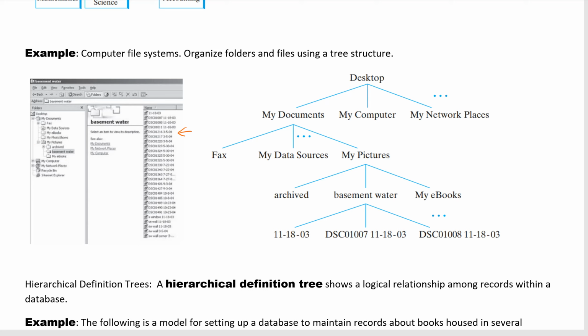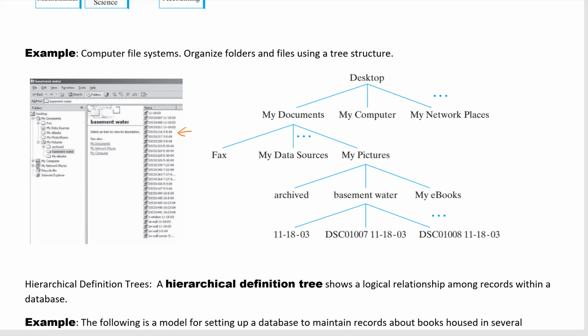Is this my photo shows? Okay. And my data source, my ebooks. Those together are under the FAS. Okay. And then FAS is under my documents. And then documents is under desktop.